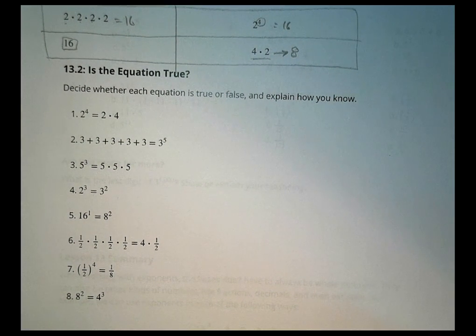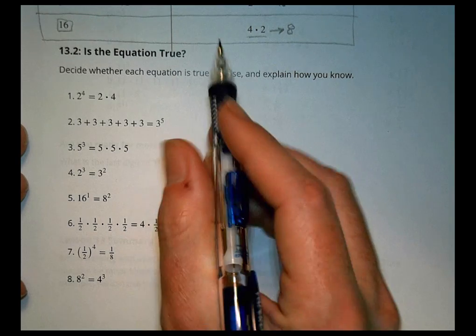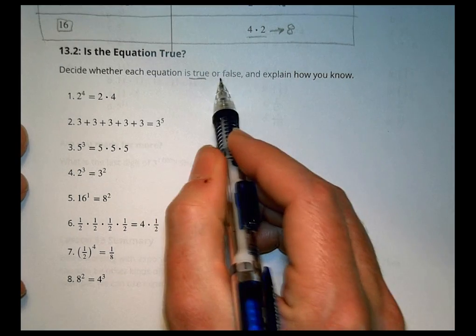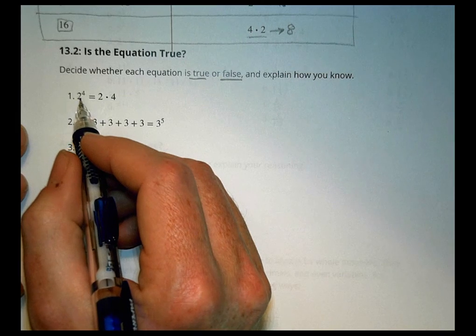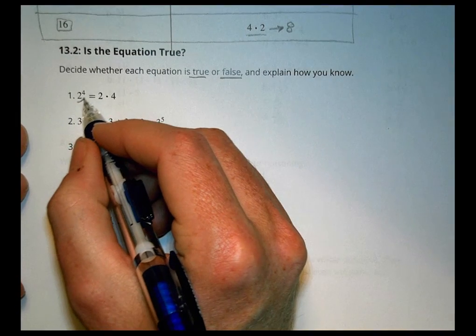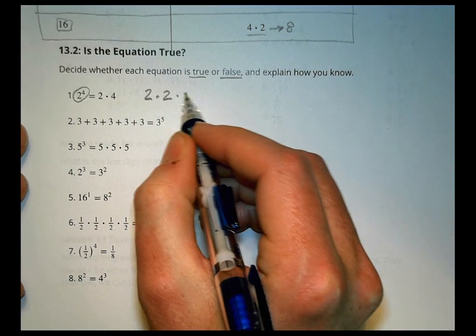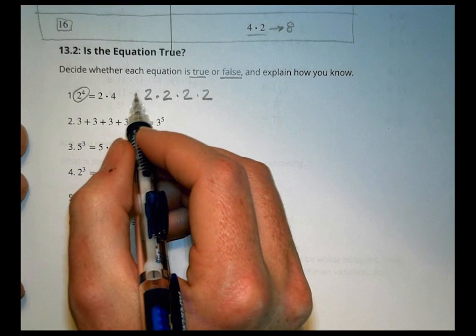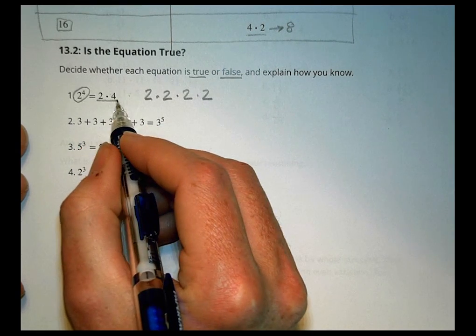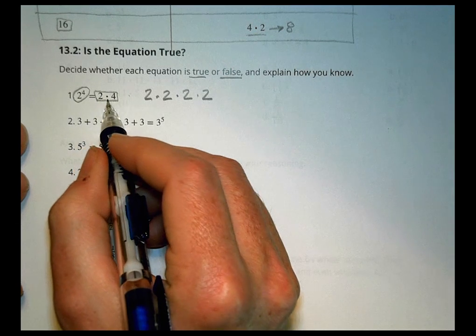It says the next activity is: is the equation true? Decide whether it's true or false and explain how you know. So for the first one, we have 2 to the 4th power. Now when you look at 2 to the 4th power, it means I'm going to have 2 times 2 times 2 times 2. Now, is that the same as 2 times 4? We would say no. This is two groups of 4.